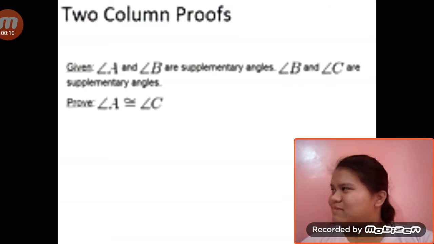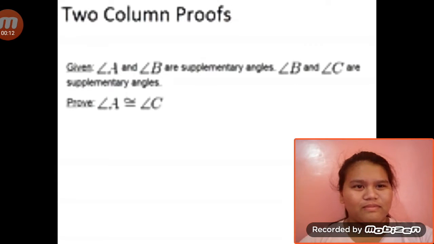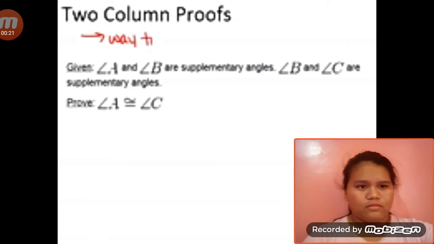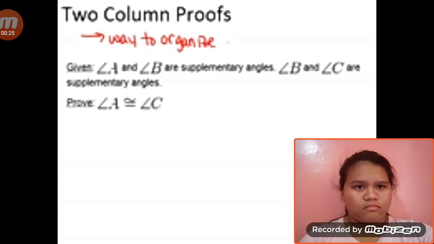So let's start. In this video, we will learn about two-column proofs and do one example of a two-column proof. A two-column proof is just a way to organize your thinking in order to prove an idea. Two-column proofs are called two-column proofs because they are organized into two columns. And the two columns are called your statements and your reasons.